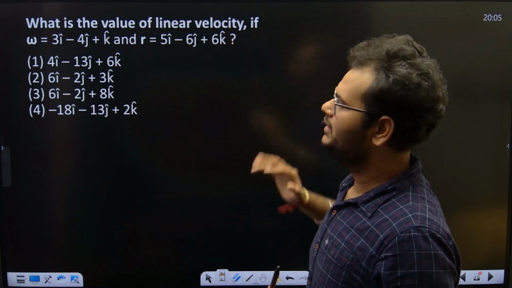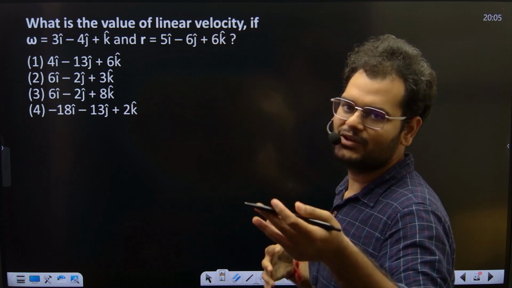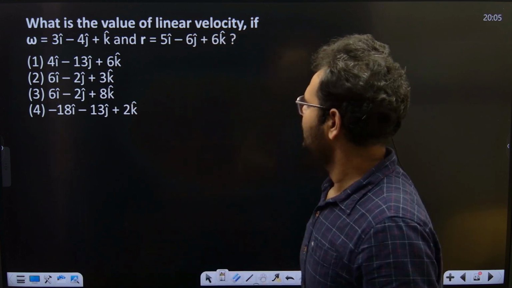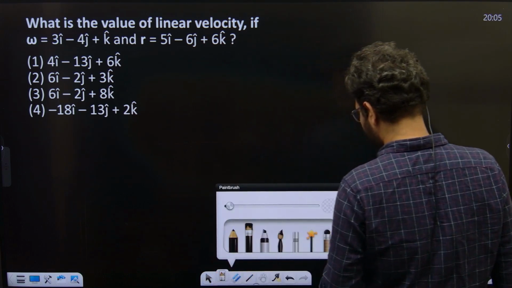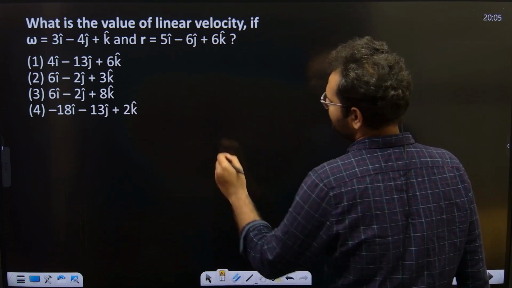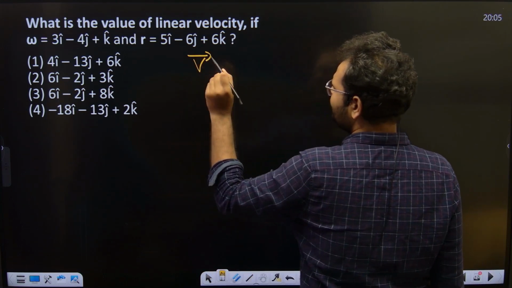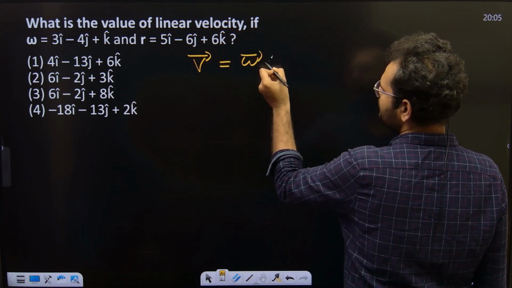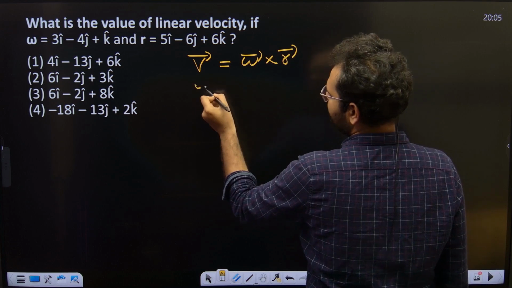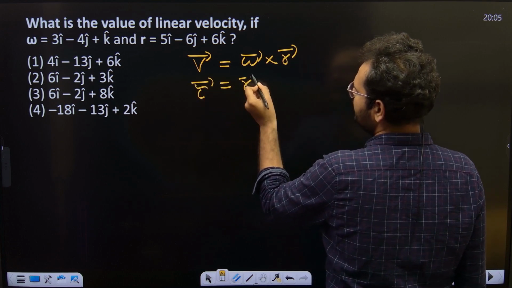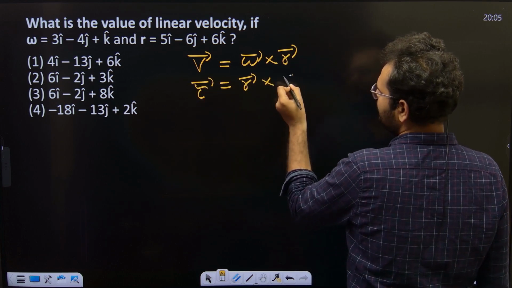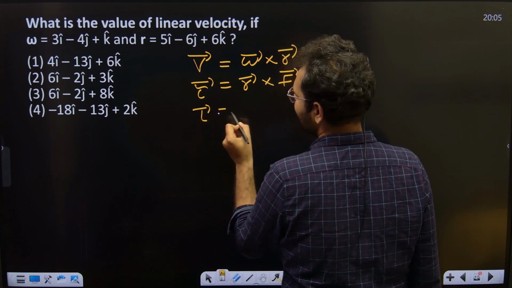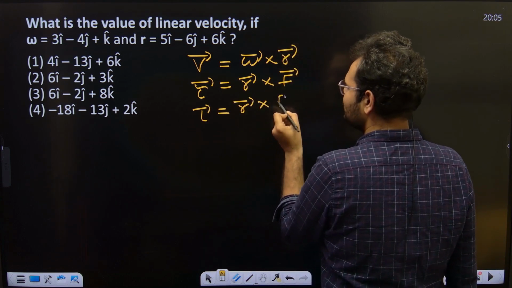What is the value of linear velocity? Now, sir, what is this linear velocity? If you are in 11th, then linear velocity, angular velocity, maybe you don't know. So I will tell you some formulas where we use this cross product. Just know the formula, don't worry. Linear velocity is equal to angular velocity cross radius vector. Then torque vector is equal to radius or position vector cross force vector. Then angular momentum is equal to R cross P. So many formulas are there.